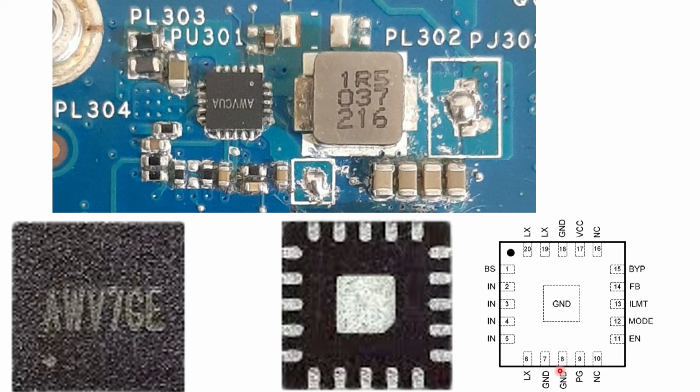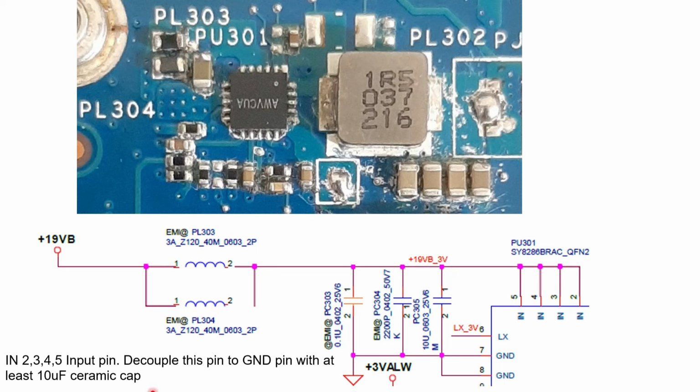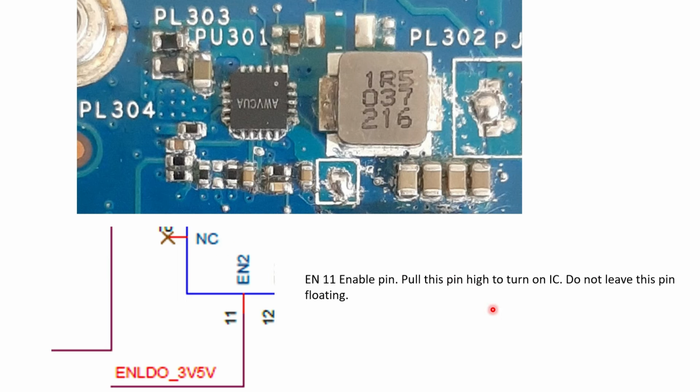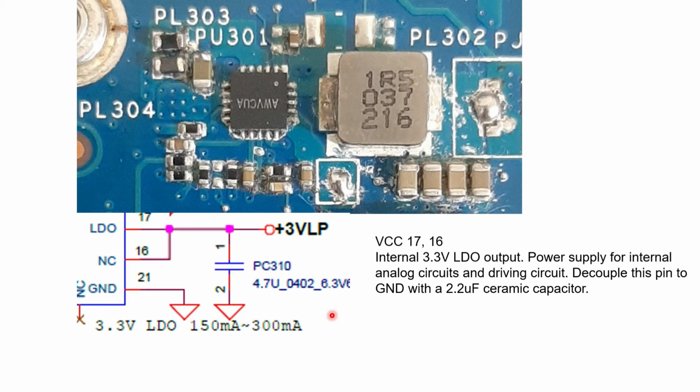Here is the pin configuration. So first, the 19 volts VIN supply will enter at pin numbers 2, 3, 4, 5. Next, the enable 2 will decide whether this IC should be turned on or not. See, enable 1, the enable pin. Pull this pin high to turn on the IC. The IC should turn on once you get the enable 2. Do not leave this pin floating. It should not vary.